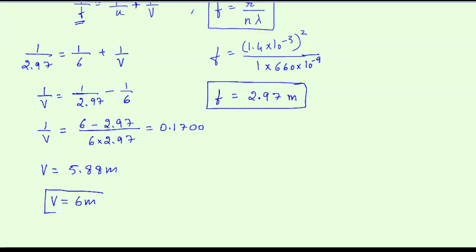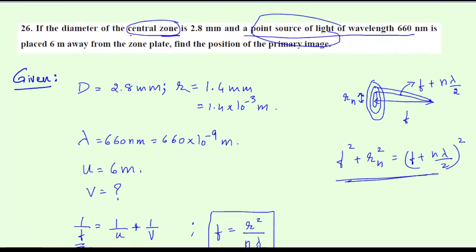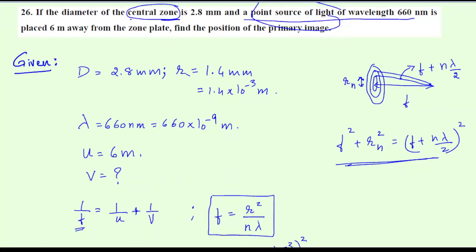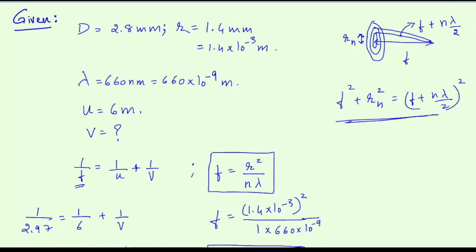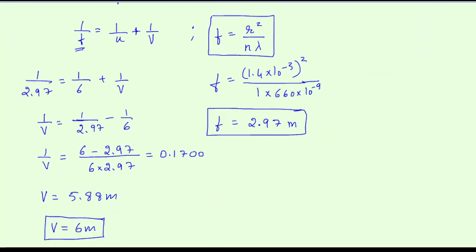So the image distance is almost equal to 6 meters. That is your answer. Now just to revise, it's just like asking the object is placed at a distance of 6 meters and the focal length is this much. What is the image distance? That's all. You have found it out here.